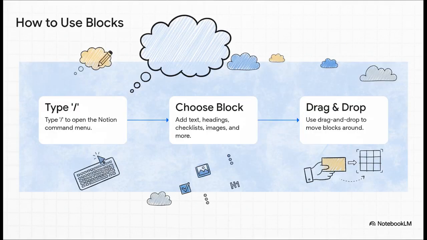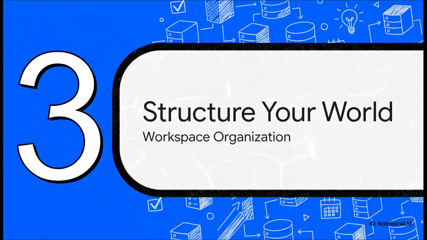And making these blocks is incredibly intuitive. On any new line, you just type the / key. That's it. This little menu pops up with every single type of block you could ever need. You just pick one, and then you can literally grab it and drag and drop it anywhere you want on the page. This is how you build your own custom layouts visually. It's so cool.